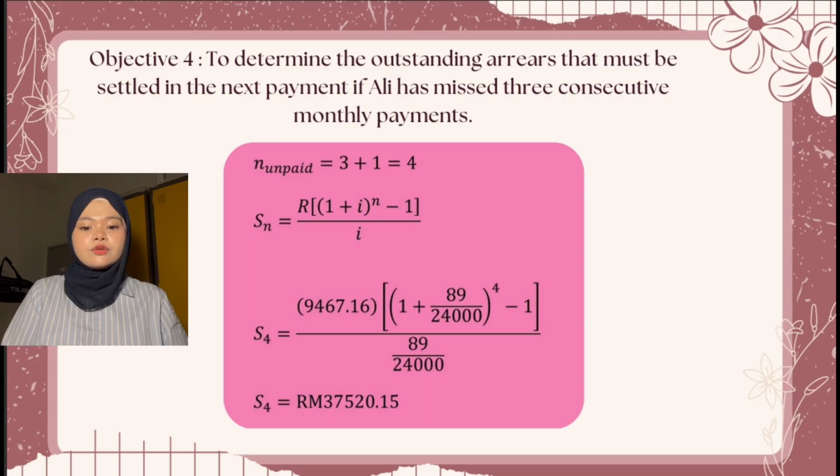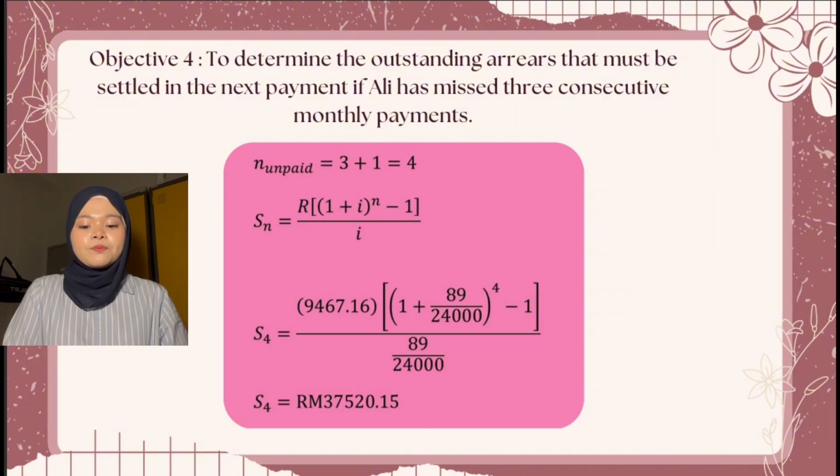Objective 4 is to determine the outstanding arrears that must be settled in the next payment if Ali misses 3 consecutive monthly payments. The formula is N unpaid equals 3 plus 1 equals 4. To calculate the balance, we will use the formula S_N equals R in bracket 1 plus I to the power of N minus 1 over I.